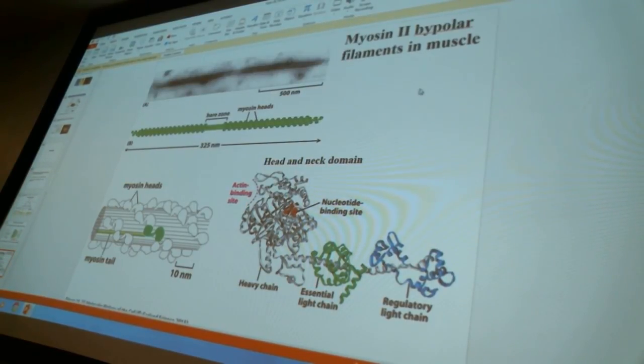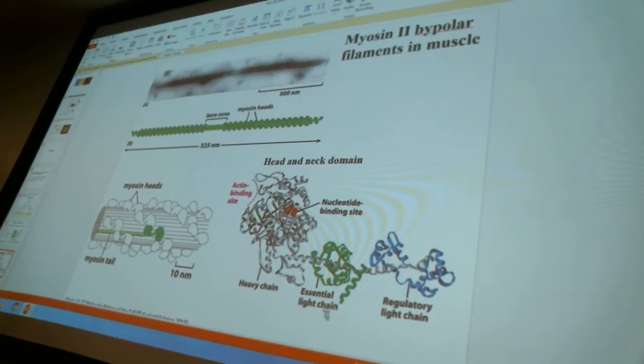Here's the example of myosin 2, how it's organized in a fiber of the muscles. You can see it's forming this bidirectional, bipolar fiber consisting of many myosin subunits. So in order for muscle to properly function, you really have to have a lot of myosin heads to create this walking contractile motion.